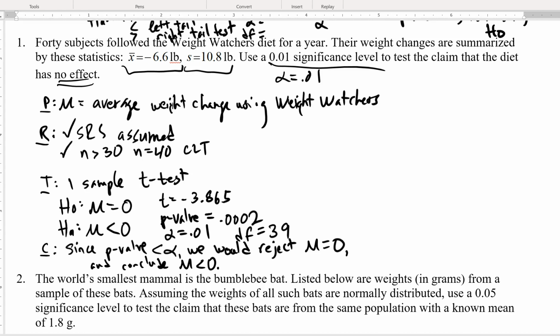Most diets do work. The problem is people get off the diet and then they start doing bad habits again, right? But this basically proves that there was a significant difference. This would not occur by chance. These people lost weight. Okay?